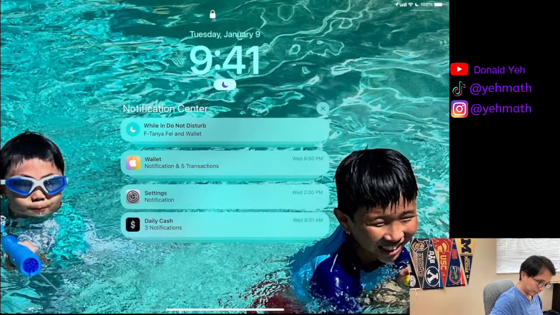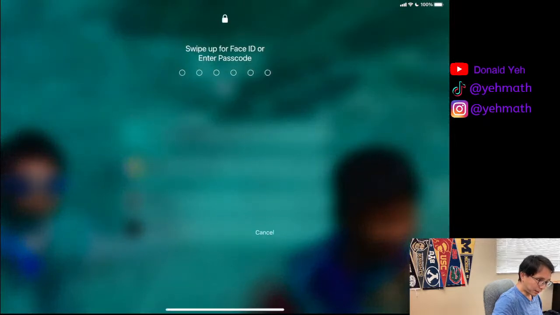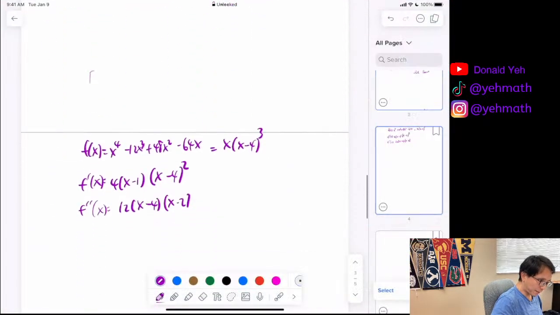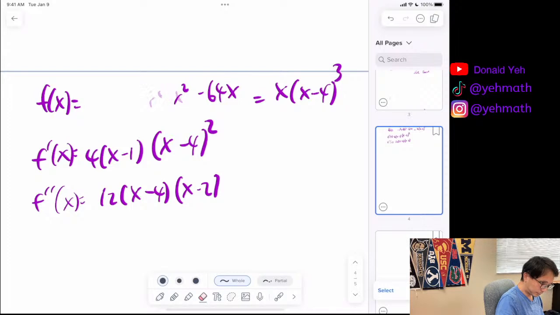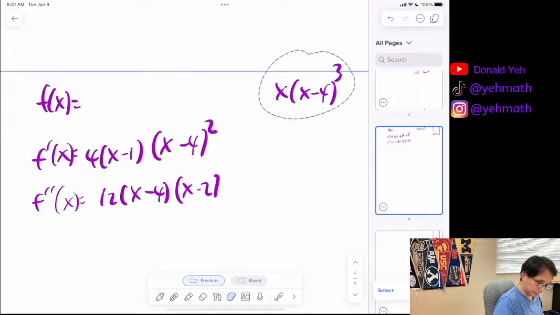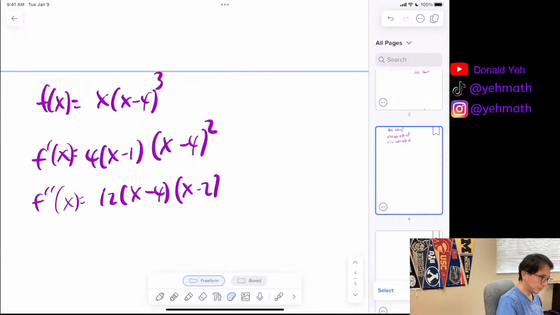Questions? Now, I want you to do everything from scratch. I give you the original function. The original function is x times x minus 4 to the power. I also give you the derivative of the function, and I also give you the second derivative of the function.